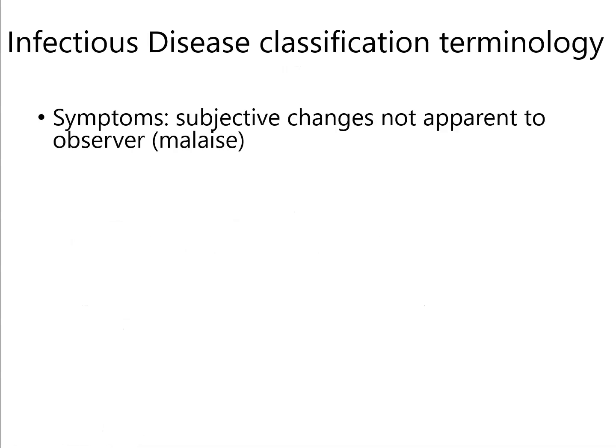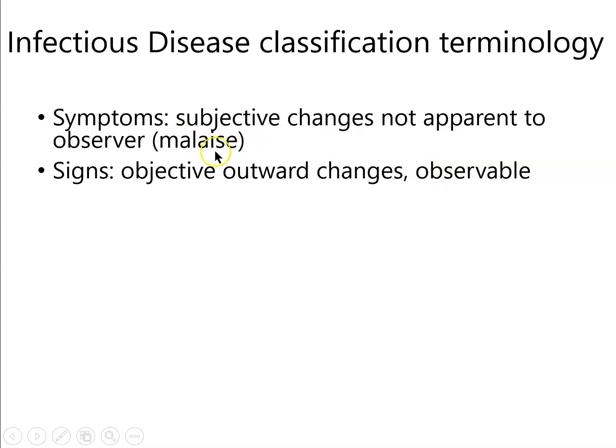We need words like signs and symptoms. I will use these all the time. I already have used these a lot. Symptoms are the subjective things a person would notice, like malaise, like pain. Signs are what a clinician can measure. So a clinician can observe things in a patient and measure them, like temperature, blood pressure, response to stimuli, things like that. So signs and symptoms we typically put together, but you should know which is which.